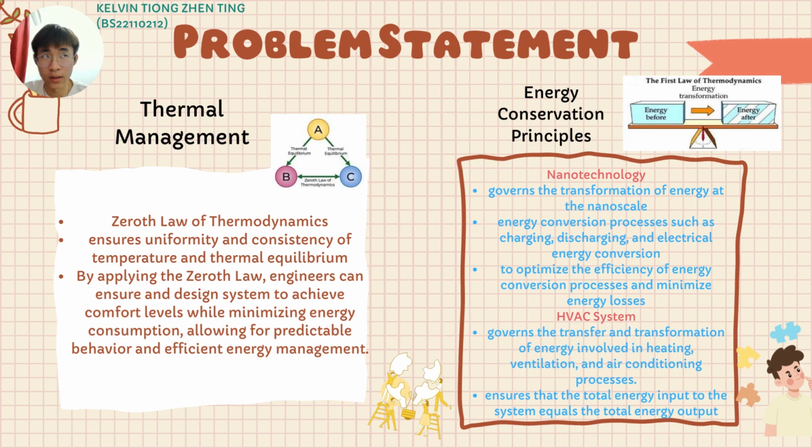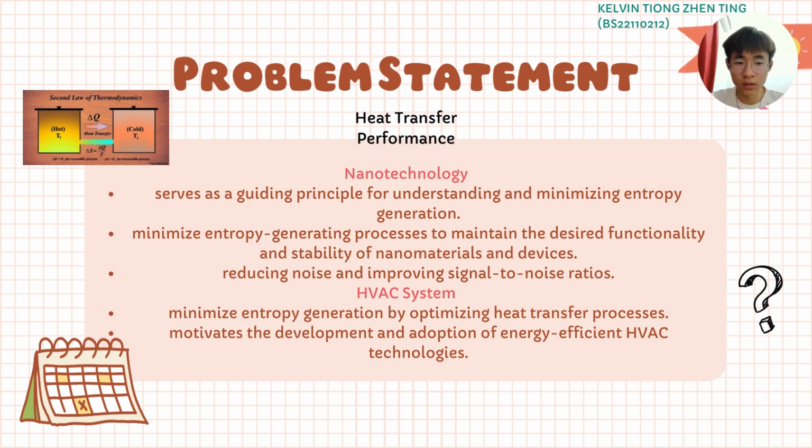The first law of thermodynamics in HVAC systems also guides the design and optimization of HVAC systems for energy efficiency. Through this process, engineers can analyze the energy balance within the HVAC system to identify opportunities for improving efficiency, such as reducing heat loss and minimizing the energy consumption of compressors and fans by optimizing the utilization of renewable energy sources.